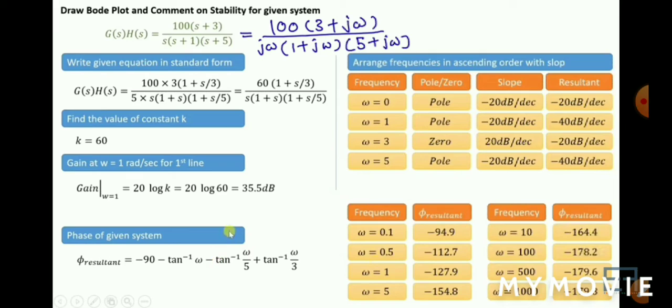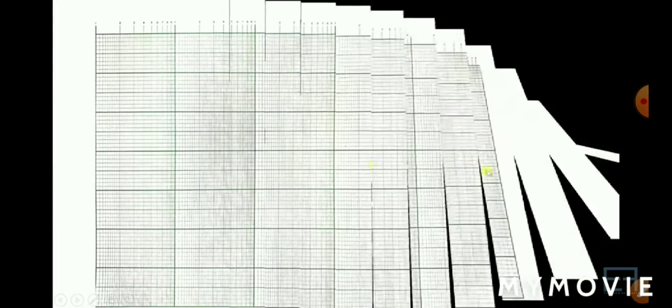So now we have the magnitude table and the phase angle table. We will take some other frequencies, omega equals 10 to 1000, and its resultant phase angle will be this much. From 0.1 to 1000 we will have the table. So this is a semi-log sheet. We will discuss once again what this semi-log sheet is. The semi-log sheet is in terms of decades.